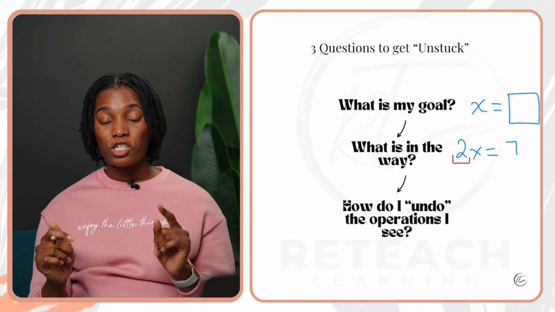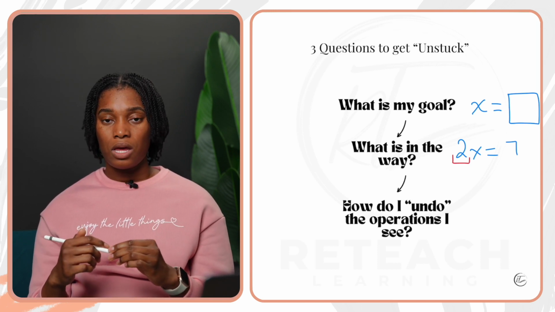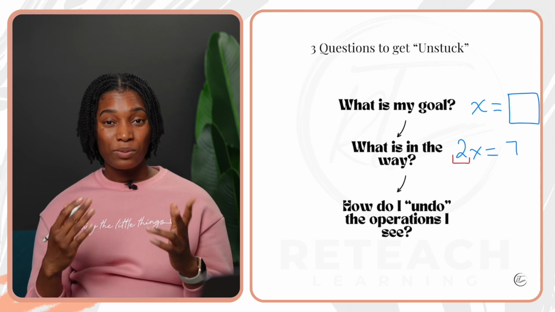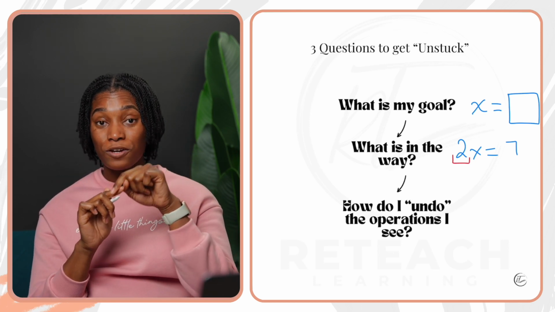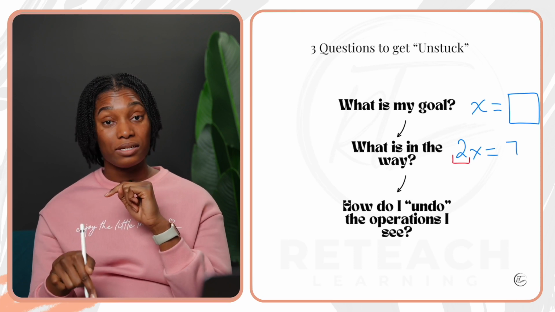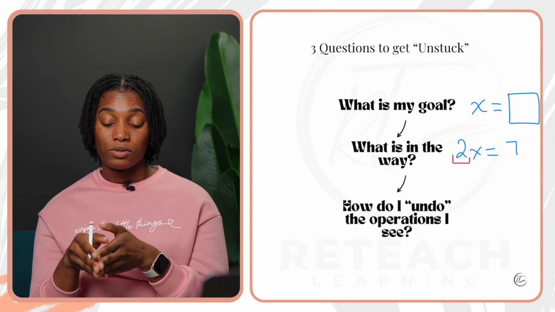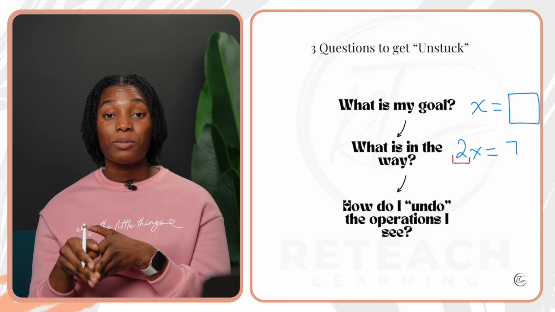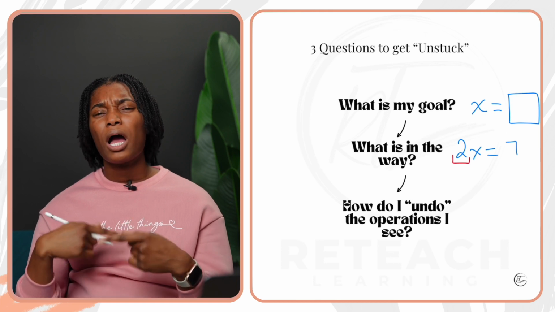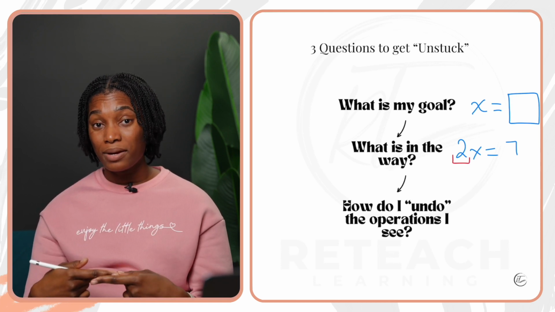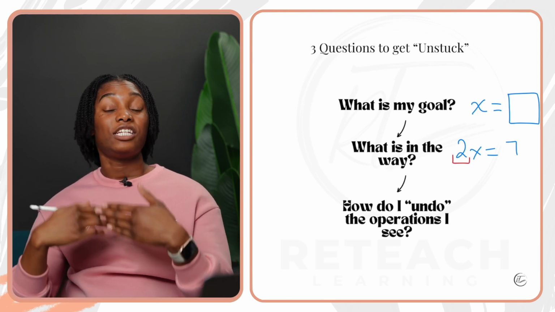Well, the question is, how do I undo the operation I see? Whenever we see a number that's attached to a variable, like there's no operation written between them specifically, and this is something we said in another session, the assumed operation is multiplication. So I'm multiplying 2 by x. So how do I undo a multiplication by 2? Well, if I'm undoing it or reversing it, I need to divide by 2.